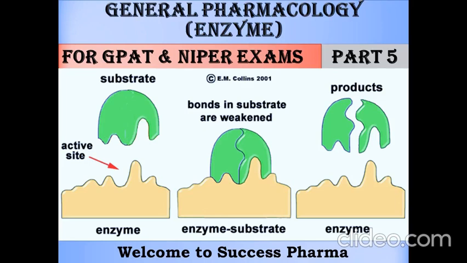Today in this video, we will discuss General Pharmacology Part 5. It includes enzymes. Enzyme is known as the second target of many drugs. So, today we discuss only enzymes.